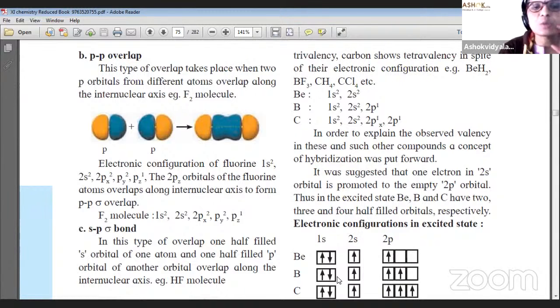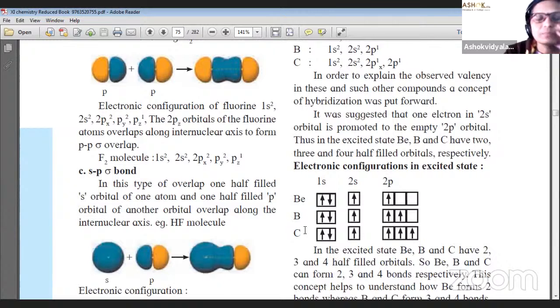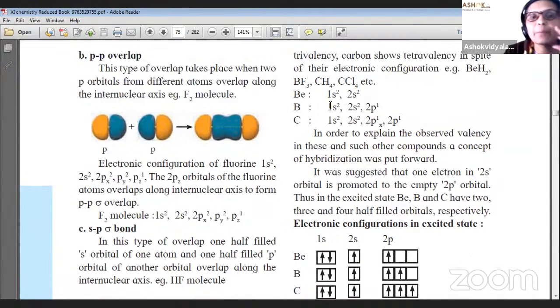Same in the case of boron. See, in the case of boron, there is no unpaired electron in the 2s orbital in the ground state. And here only one unpaired electron is present in the 2p orbital. But in the excited state, one of the 2s electrons is promoted to 2p.